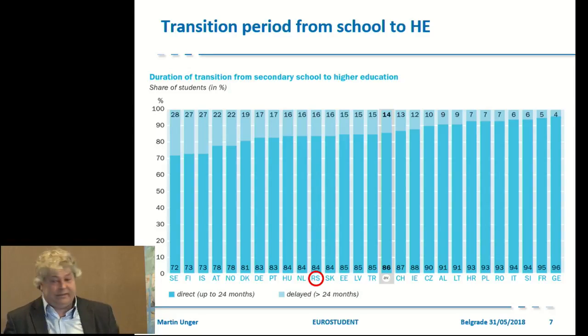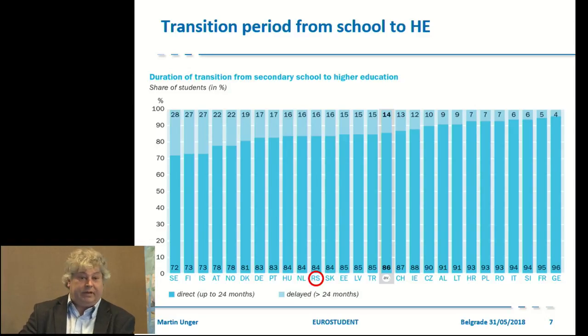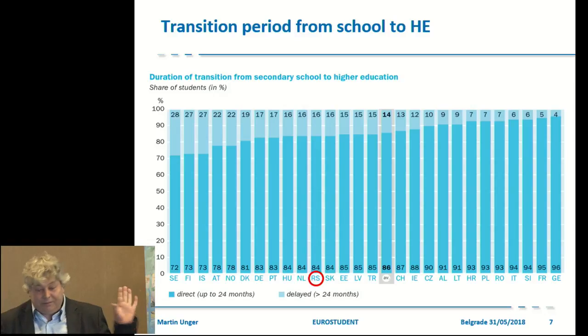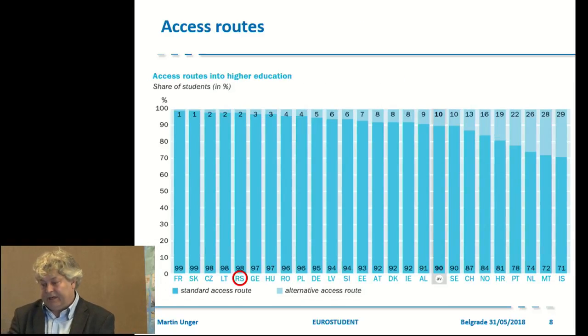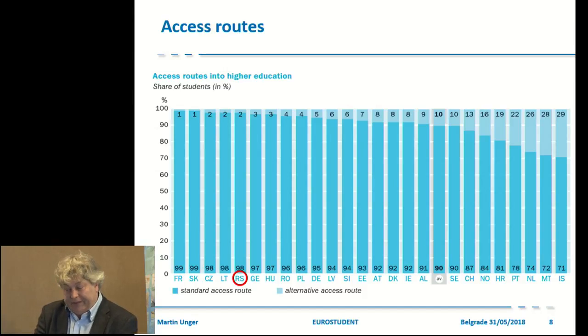In Scandinavia, it's clear. They enter at 28, 29, 30. They come from working and so on. In Serbia, I'm not sure. This is a more interesting case. On the other hand, what you can also see, which was also in the Bologna slides already, is that there are very, very few other alternative access routes.